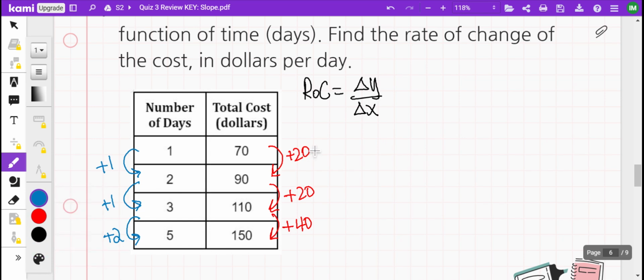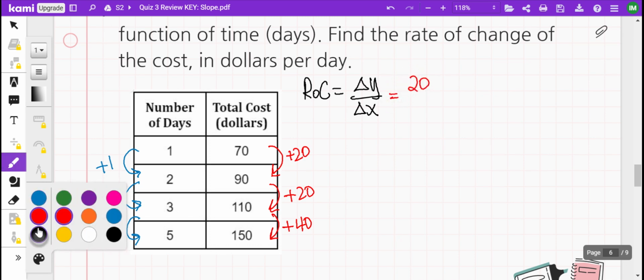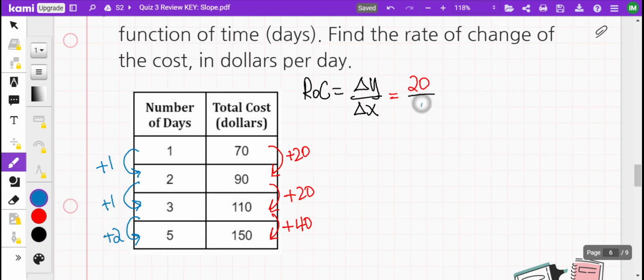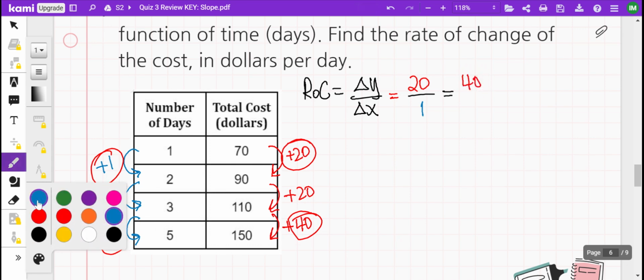Okay, so our first one is going to be 20 over 1, because when I look at these numbers here, I get 20 over 1. The next one is also 20 over 1, so I'm not going to write that one down, but if it were different, I would write it down. And then the last one is 40 over 2. So change in y is 40, change in x is 2.